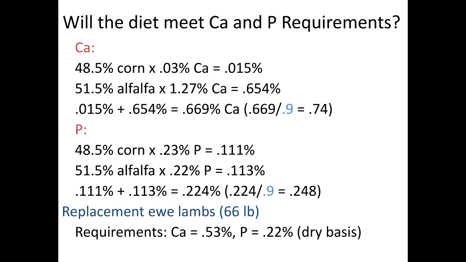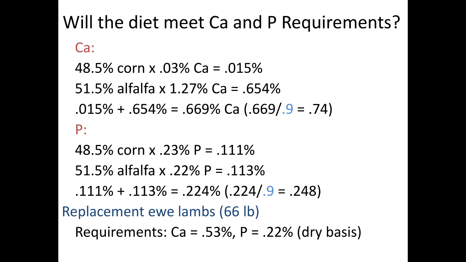So 0.015% calcium from the corn plus 0.654% calcium from the alfalfa equals 0.669% calcium. Remember, dry matter versus as-fed basis. We divide 0.669 calcium by 0.9, remember, the dry matter content of the corn and the alfalfa, which is equal to 0.74.